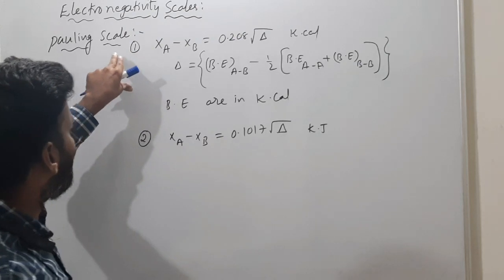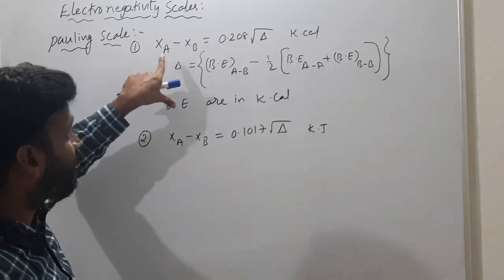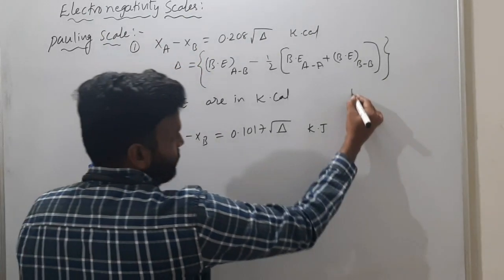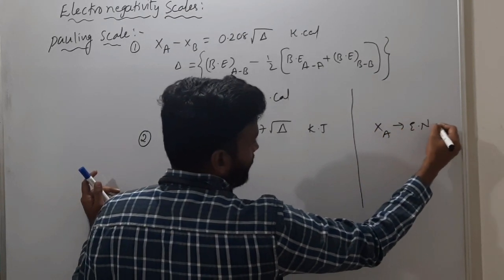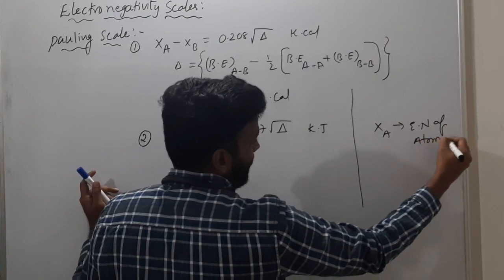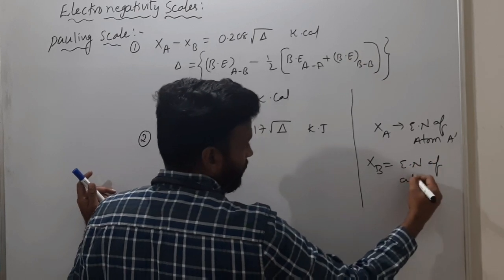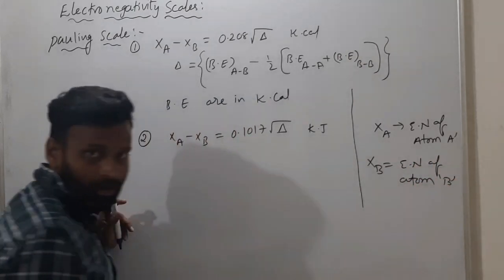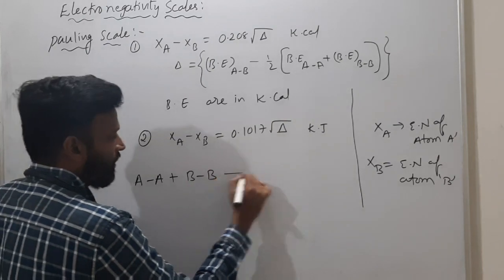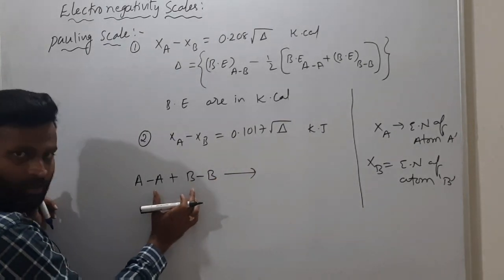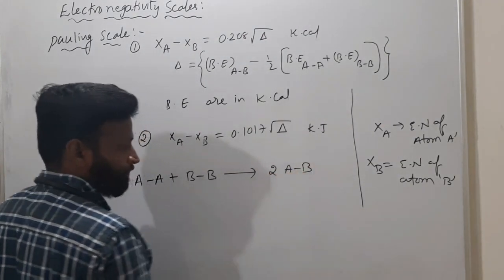The Pauling scale: Pauling is a scientist who gave electronegativity value differences. Here I will explain clearly. XA means the electronegativity of atom A, and XB means the electronegativity of atom B. When AA and BB combine together, you get 2AB.